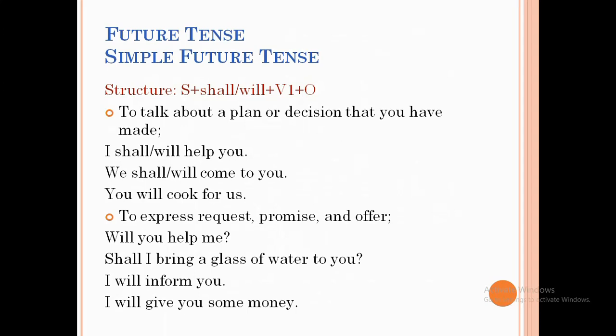Another situation where we can use simple future tense is to express a request. Whenever we talk about any request or any promise, we use simple future tense. And when we offer something to someone, we use simple future tense. Let's see the examples. Will you help me? So, making a request. Shall I bring a glass of water to you? Offer. I will inform you. It's a promise. I will give you some money. It's an offer, or promise. So in these situations we can use simple future tense.